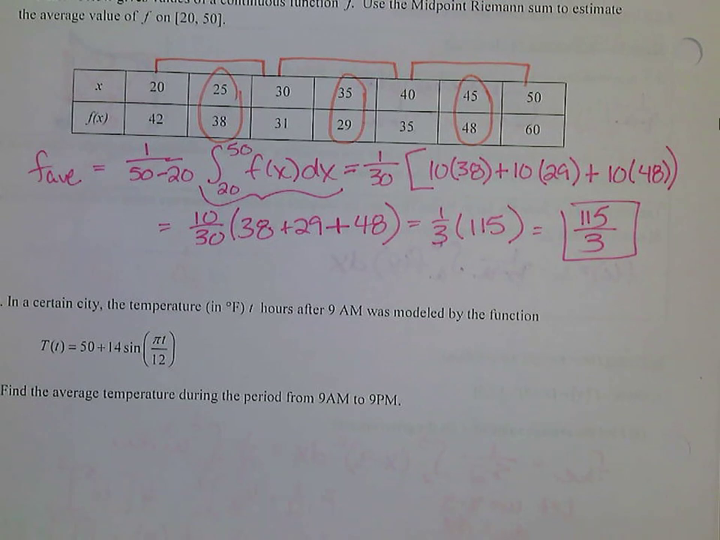If it is a calculator problem, a decimal would also be acceptable as long as it's correct to 3 decimal places. That would be 38.333, which would also be acceptable if it's a calculator problem.